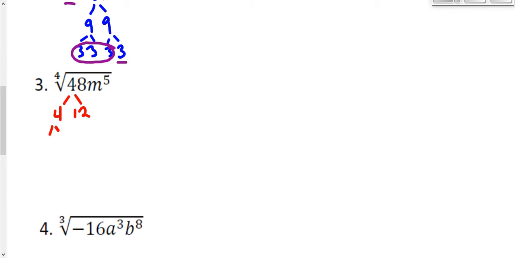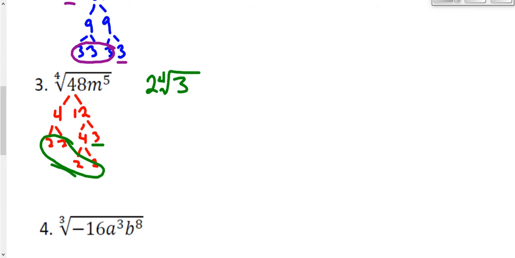4 is 2 times 2, 12 is 4 times 3, and this 4 is also 2 times 2. If I want to take the fourth root, I need 4 of the same factor, and I've got 4 2's right here, and then I've got this 3 that I can't bring out. So I'm going to be able to bring a 2 out from this group, and the fourth root, and I'm going to have a 3 left over inside.